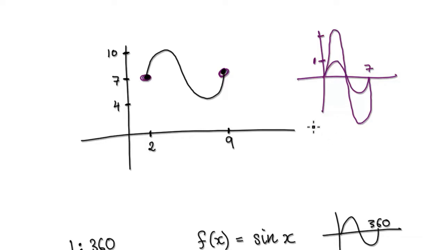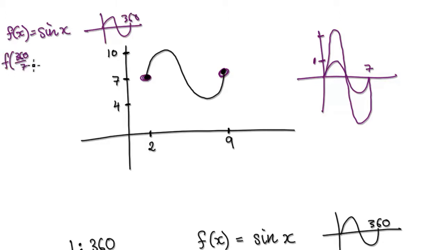At the moment we've got this sine of x. This would give us a period of 360. We would then apply this transformation, 360 over 7x. That would then give us sine 360 over 7x, which would then give us a period of 7.